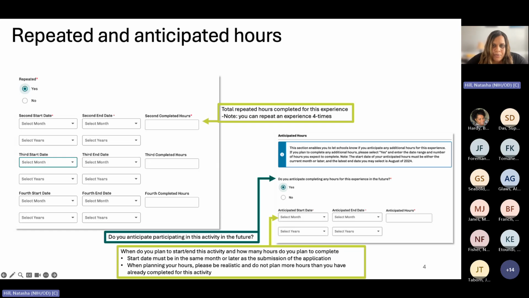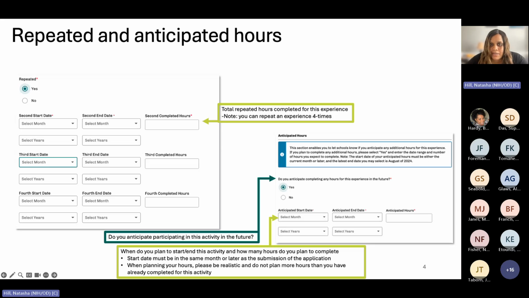And so go ahead and select yes, and then you're going to put your anticipated dates, right? And so remember, when you're putting these anticipated dates, you're going to start with the future start date, because these are future hours that you're going to anticipate doing. So when do you anticipate getting those future hours? When is that going to start? And so the earliest it can start is the month that you submit your application. And then you can have an end date of maybe 6 months down the line, maybe right before you matriculate into medical school would be your plan, right?